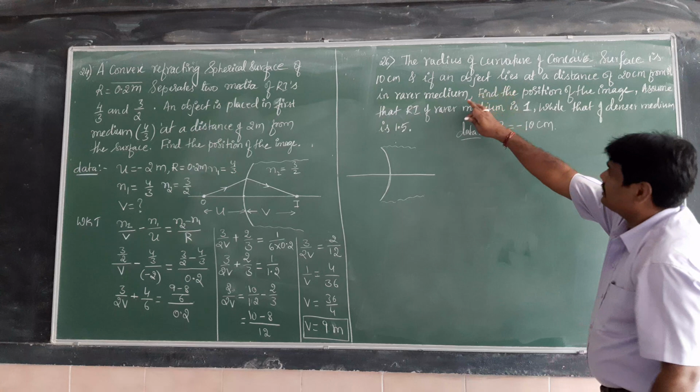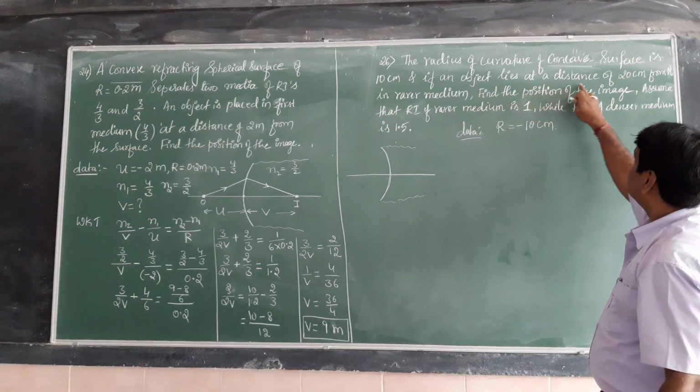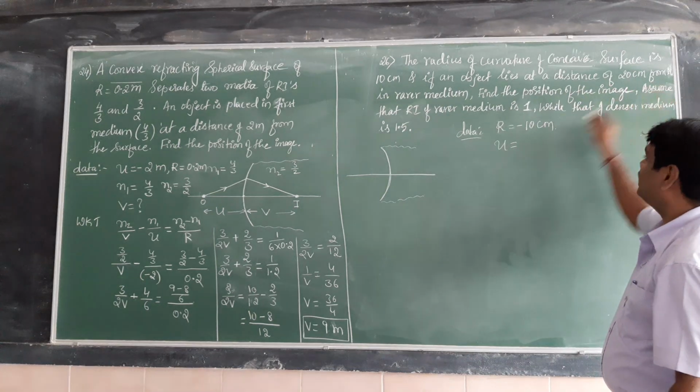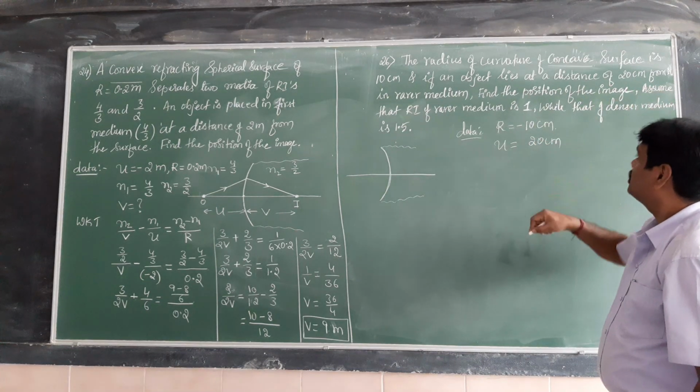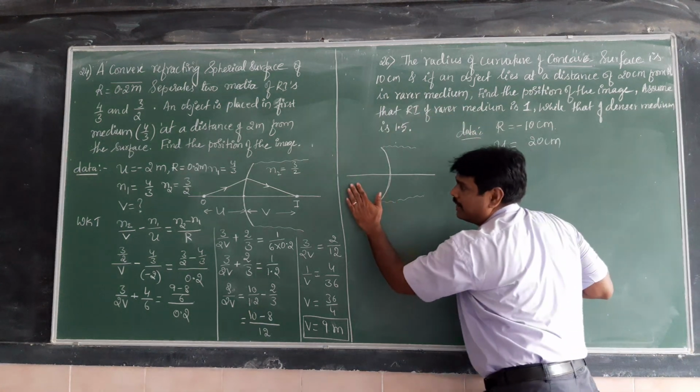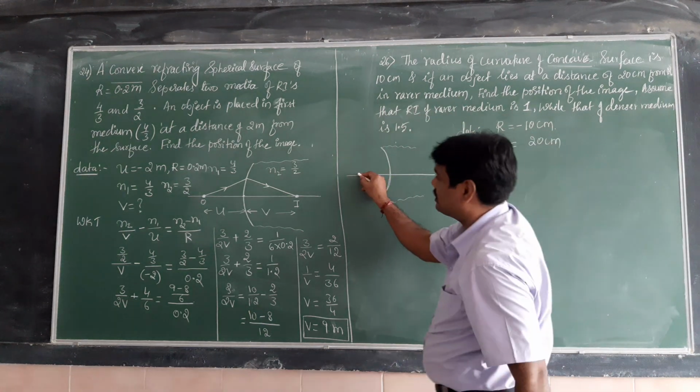I will tell why it is. If an object lies at a distance of 20 centimeter, the object distance is given, u is equal to 20 centimeter. The object distance is 20 centimeter in the rarer medium. Here it is the rarer medium and this is the denser medium. So the object is placed somewhere here.